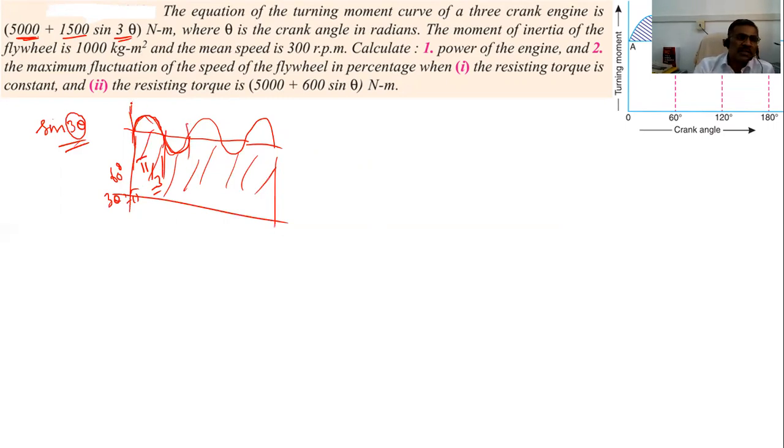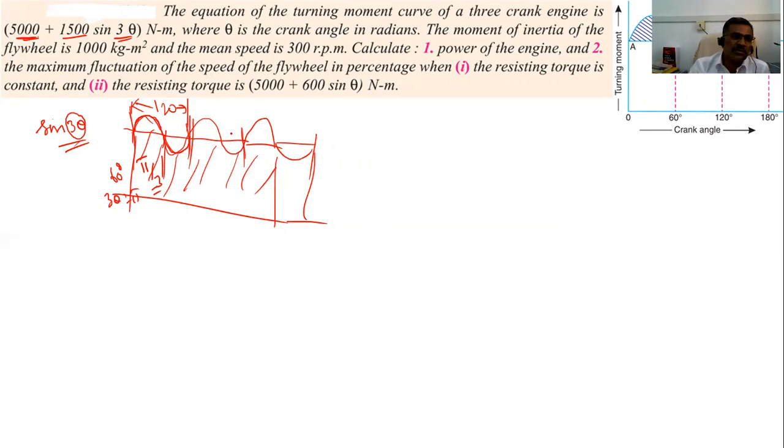So this is one cycle. 60 plus 60, 120 degrees. 120 degrees is one cycle. Similarly, if you want to find the power, first you have to find the work done. If you want to find the work done, you can take one cycle or two cycles or three cycles, whatever it may be. So finally, while calculating the torque, whatever angle you have taken, you divide by that.